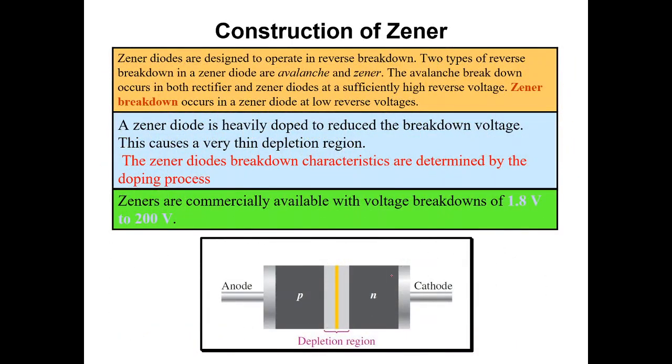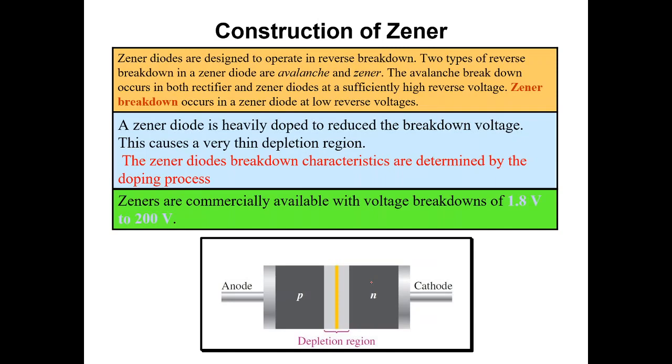So next comes the construction of the Zener diode. Same as usual, for the construction of a diode, we require p-type and n-type material, but the p-type and n-type material should be heavily doped. That is a major difference between the normal PN junction diode and the Zener diode.